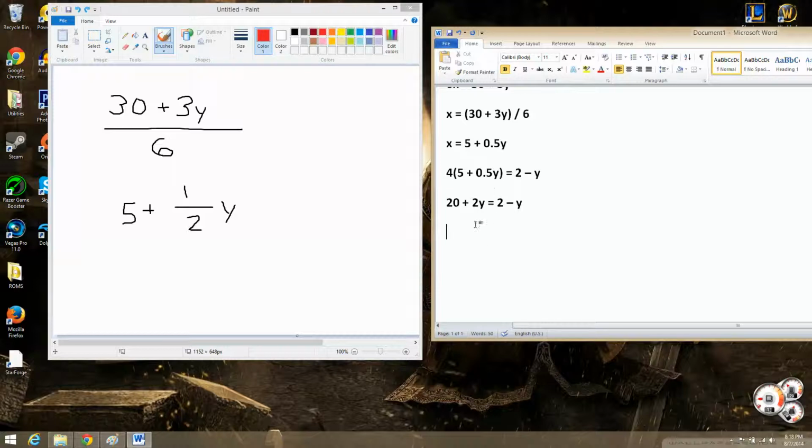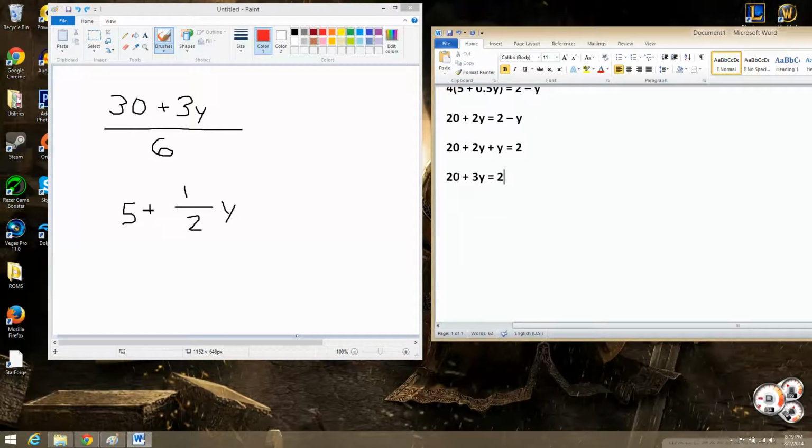And from there, you want to get the y's on the left side. So you're going to bring this y over to the left side. And since it's a negative, it's going to turn into a positive on the left side. So it's going to end up being plus y equals 2. So 20 plus 3y equals 2, since 2y plus y is 3y.